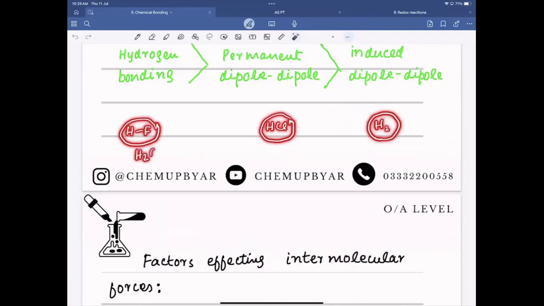If there is H2O, hydrogen is bonded to oxygen, so in this case there is hydrogen bonding between the water molecules. In the same way, between ammonia molecules there is hydrogen bonding, because in ammonia, hydrogen is bonded to nitrogen. In HF, hydrogen is bonded to fluorine, and in water, hydrogen is bonded to oxygen. So between these molecules there is hydrogen bonding. Is this clear?